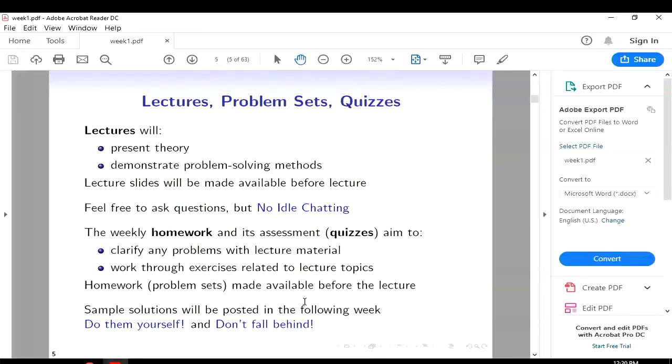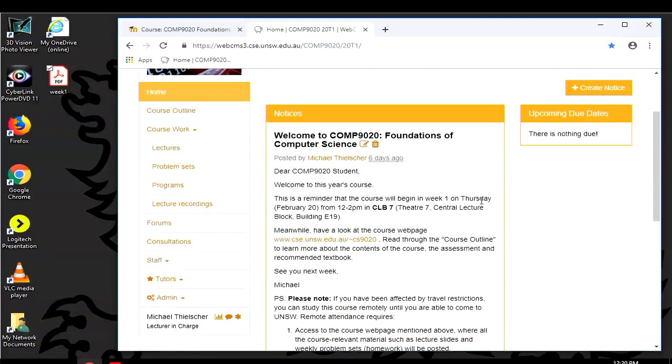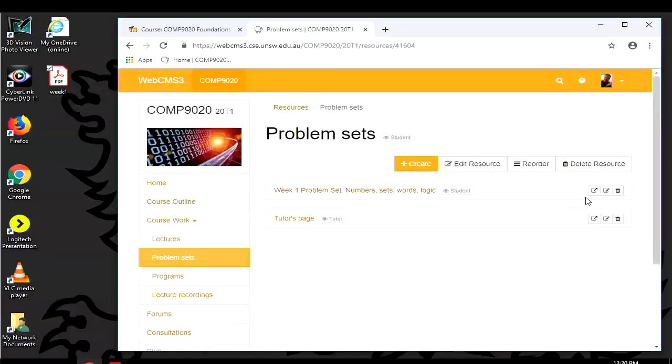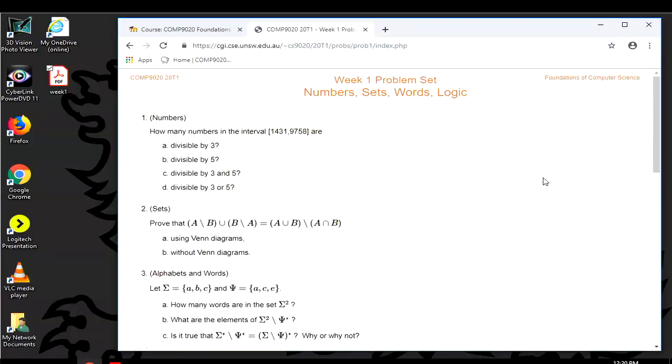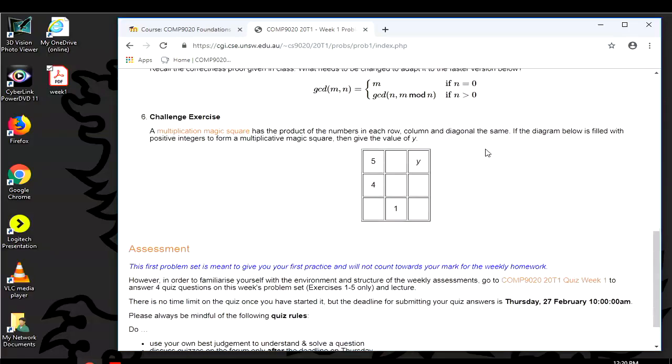Speaking of the problem sets, you find them on the course webpage. I'm sure everyone will have looked at the course webpage already. There is a link to the lectures and a link to the problem sets. And here you will find the weekly problem set, which will typically consist of 5 questions or 5 exercises to work through. Plus, and I should point this out, there will also every week be a so-called challenge exercise.